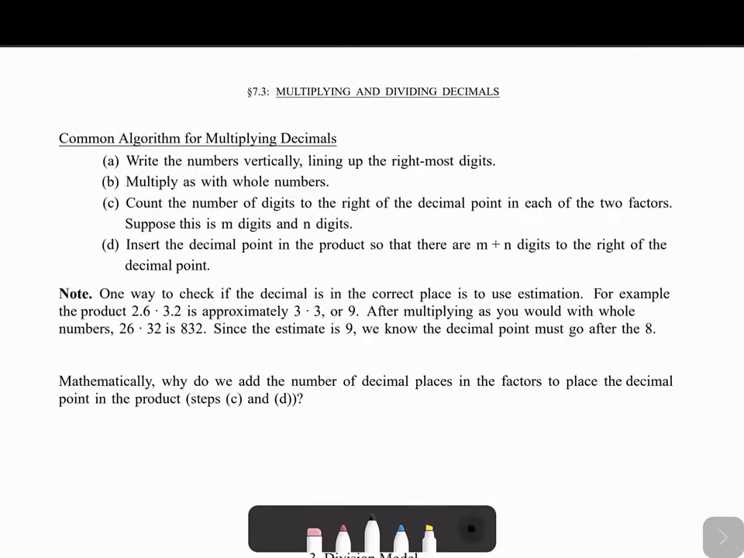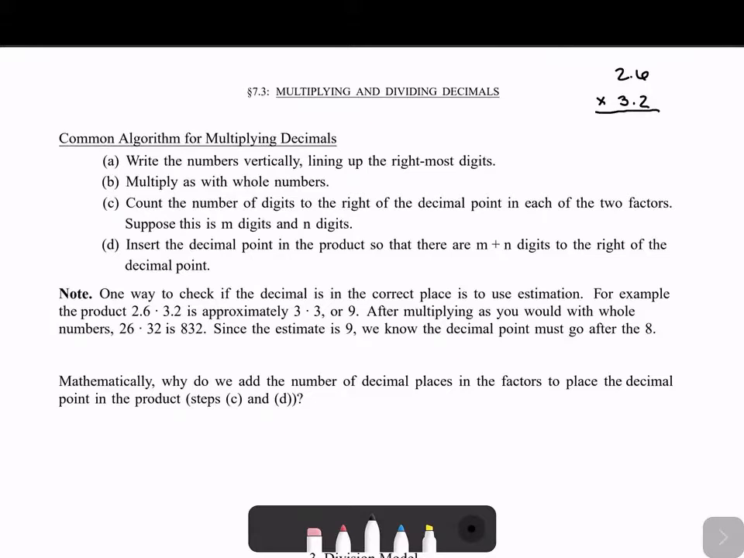So the first thing we do is line up the numbers, write the numbers vertically, like normal, lining up the rightmost digits. So if we're multiplying 2.6 and 3.2, we just line them up so that everything is aligned to the right. If you're used to working in any word processor like Microsoft Word, you just line everything up to the right.